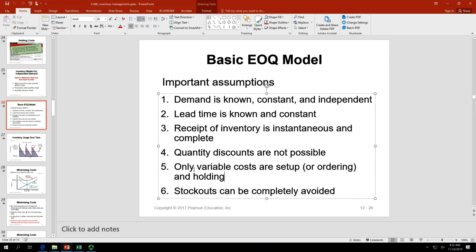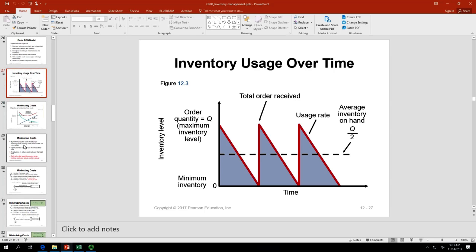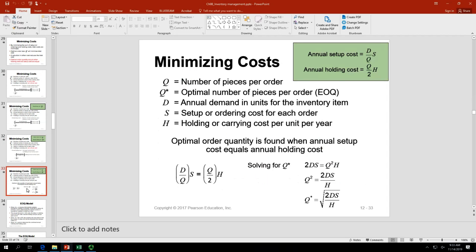And the rest of the assumptions: only variable costs, setup cost and holding cost. And the last one, stock outs can be avoided completely. We don't have to worry about that. This is the simple model. In this model, we get the formula of the basic economic order quantity equals the square root of 2DS divided by H. D means yearly demand. S means the setup cost or ordering cost. H is the holding cost.